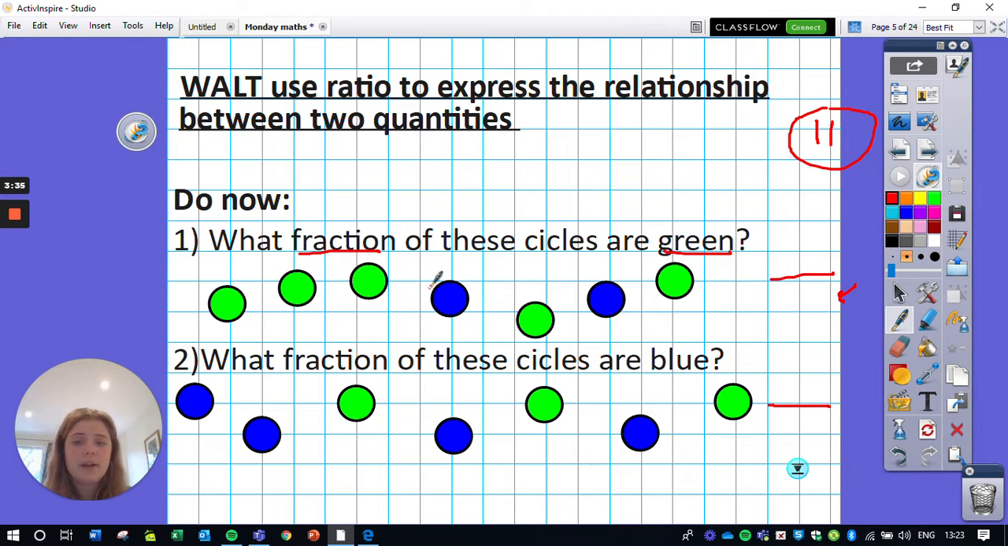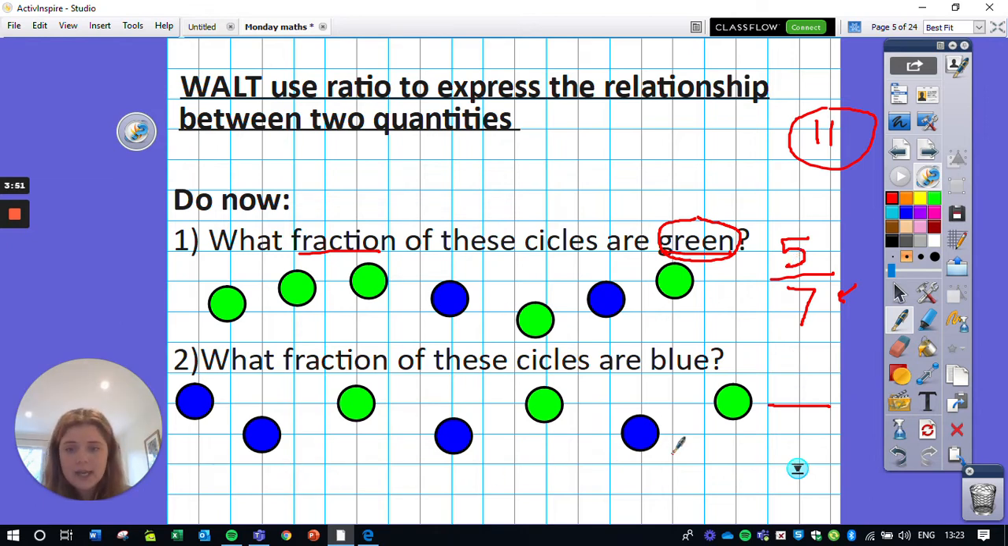1, 2, 3, 4, 5, 6, 7. There are 7 circles, so there are 7 equal parts. The numerator is the number on the top and that tells me how many you're referring to. We're counting the green ones, so that's 1, 2, 3, 4, 5. 5/7 are green in the first diagram.